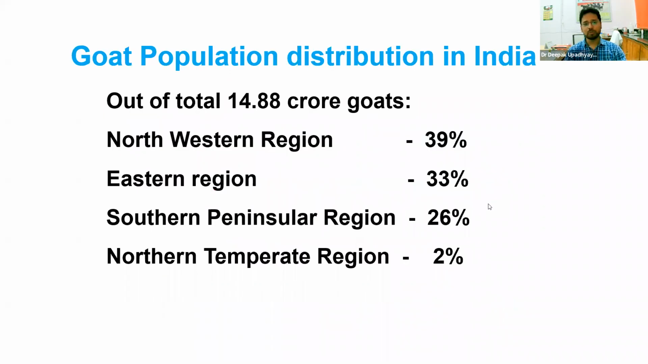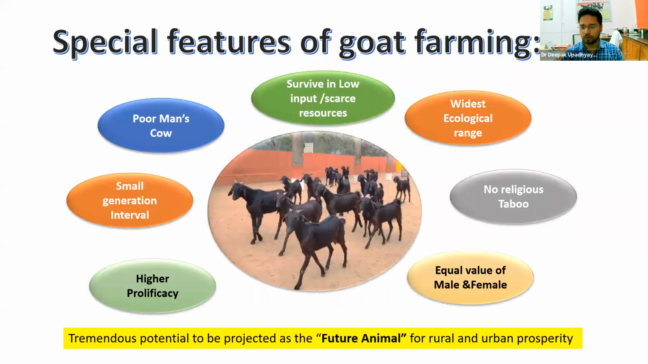If we see the distribution of the goat population, we have talked that we have around 15 crore goats, and this is the figure of 2019. So today's figure will be much greater than this. The northwest region and eastern region are the two regions of our country which hold most of the goat population. Now coming to the special features of goat farming, commercial goat farm.